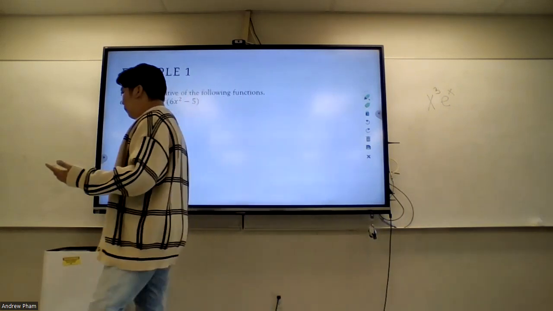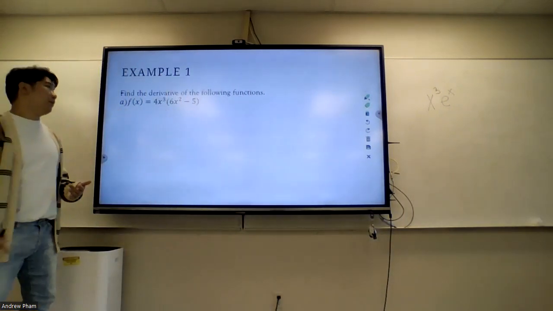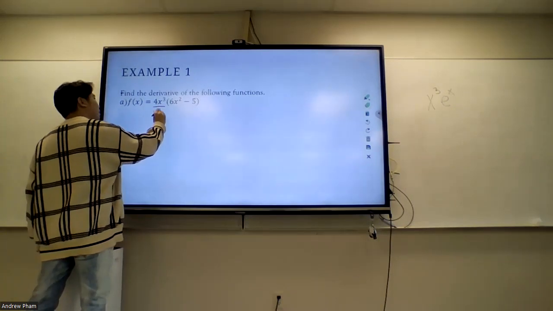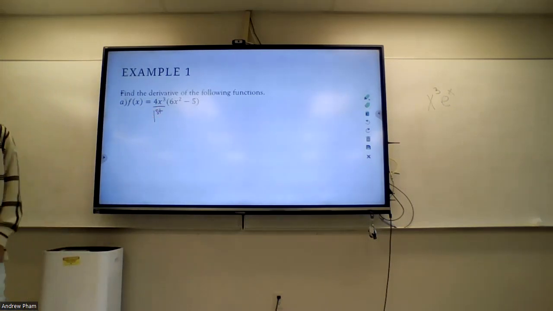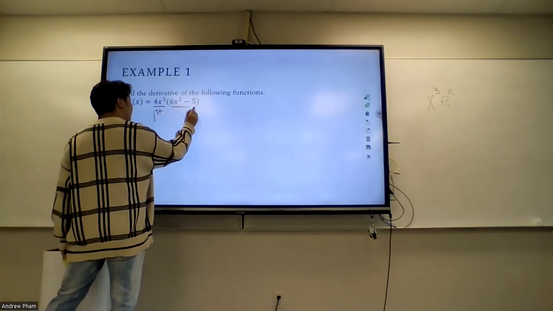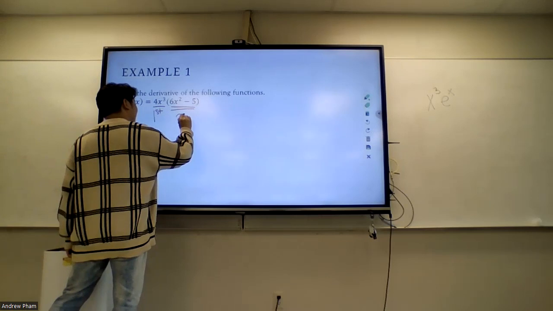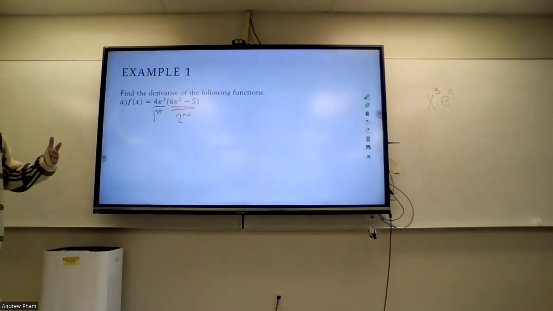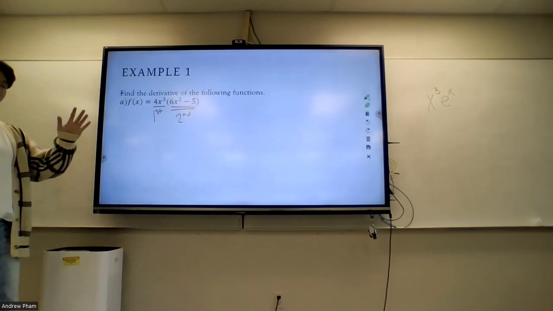So I'm going to label them as the first and second. I'm going to underline my first, 4x cubed, and then do the same thing for the second part. And again, I'll mention that if you prefer f' notation, that type of notation, that's perfectly fine.